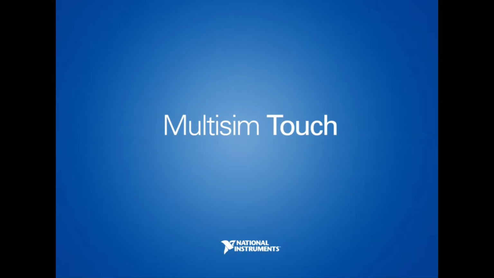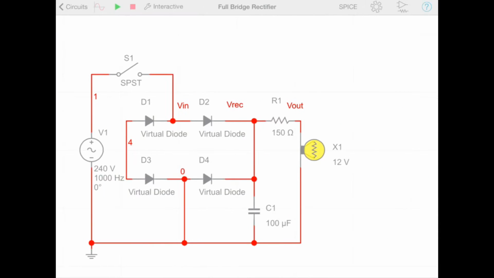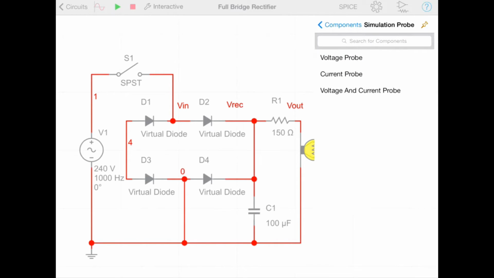In this video, we're going to look at the response of a full bridge rectifier. To open the schematic, tap the circuit. Here we can see our circuit. Now to simulate it, we need to place down some simulation probes, and these can be accessed from the components toolbar. In this case, we are going to use voltage probes, and we can simply drag the voltage probes onto the wires that we are interested in.